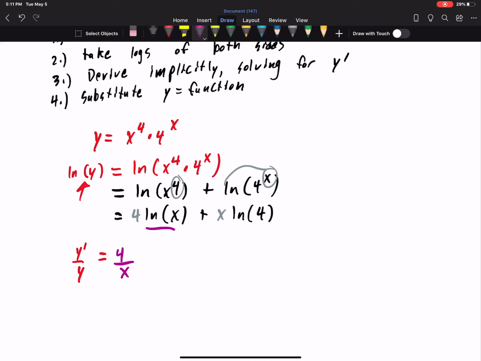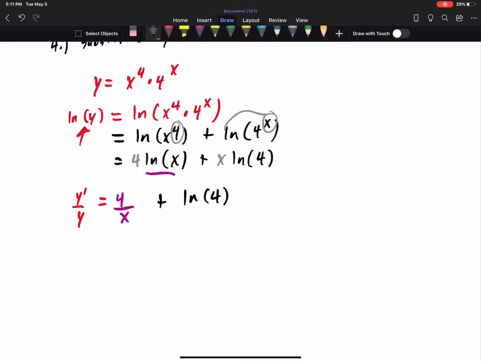All right. Next term, we have x times natural log of 4. Natural log of 4 is just a number, so it's some number times x. So when we derive this, the x goes away, leaving us with just the natural log of 4. Okay, so we've completely derived both sides of this equation. The goal again was to get y prime by itself. So to do that, we're just going to multiply both sides by y. So we have y times this side, so these cancel. And then you have y times the entire right-hand side.